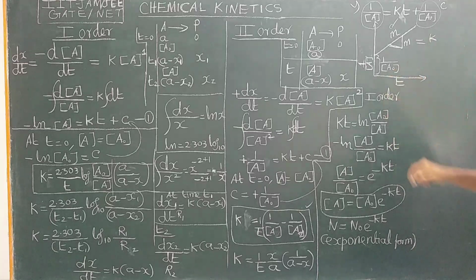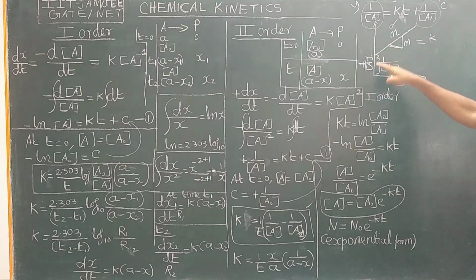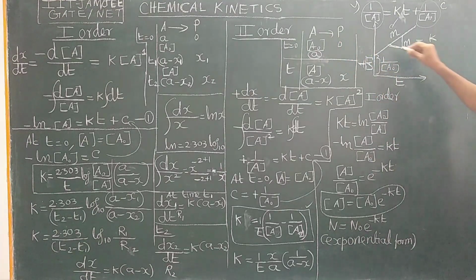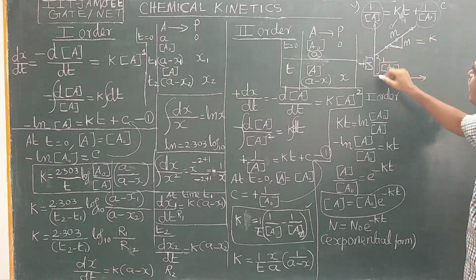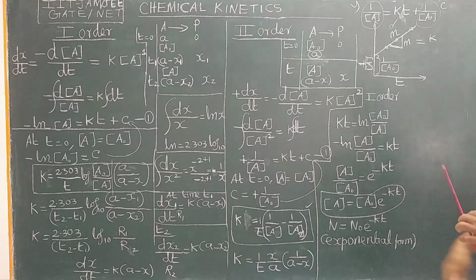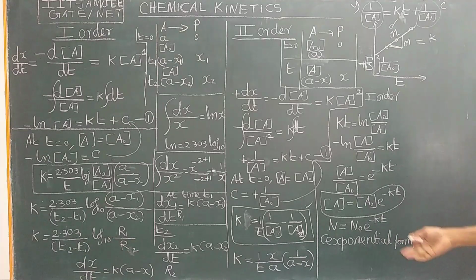So the second order rate constant can be determined by measuring the concentration of the reactant at different times and plotting 1 by A. A straight line is obtained. On extrapolation, we get 1 by A naught, which is already known. From the slope, we can easily calculate the second order rate constant. Similarly, they will ask about the different plots of the first order equation; the zero order equation we have seen earlier.